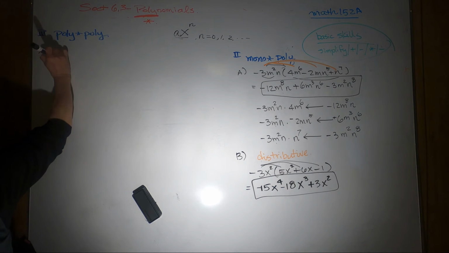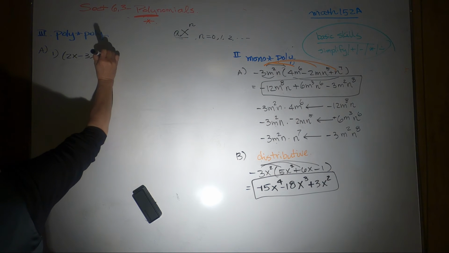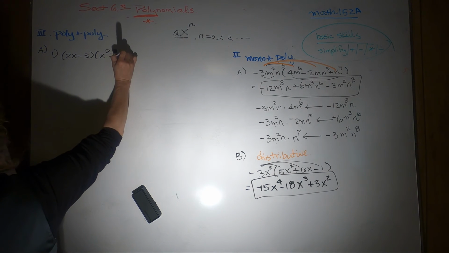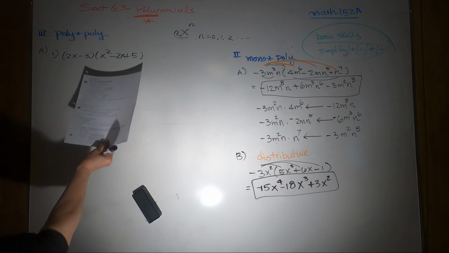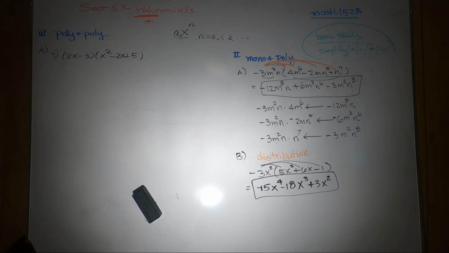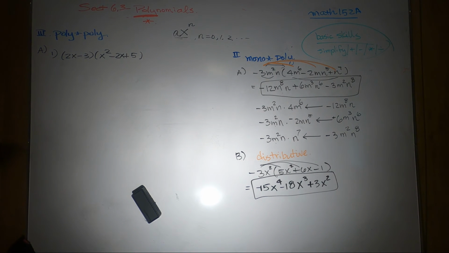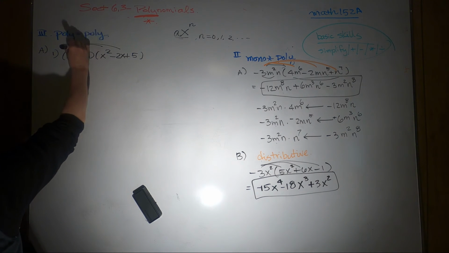So, the first one, we have 2x minus 3 times x squared minus 2x plus 5. How many terms for the first one? 2. How many terms do we have for that? 3. So 2 times 3, we should get a 6 first. Okay? Then we clean up. Okay? Then see what will happen. So the first one, you should have 3 of them.